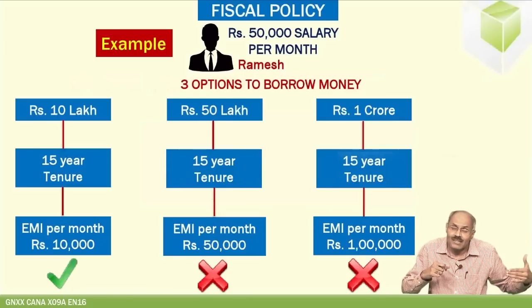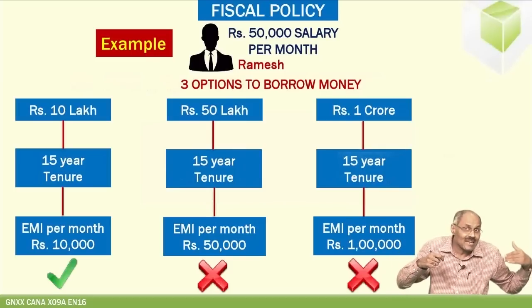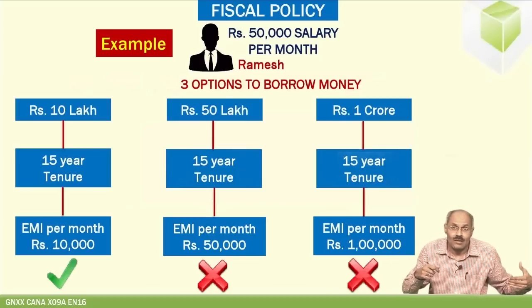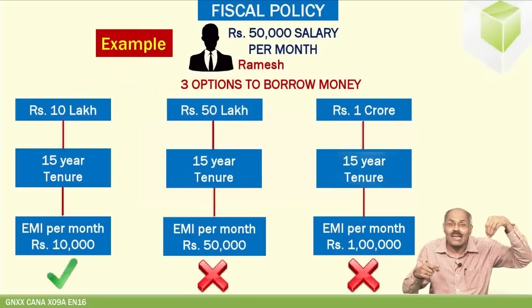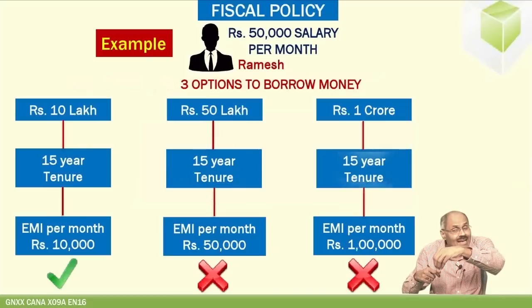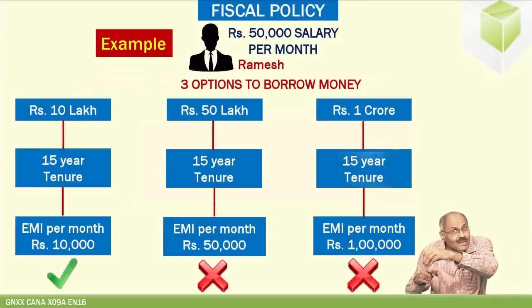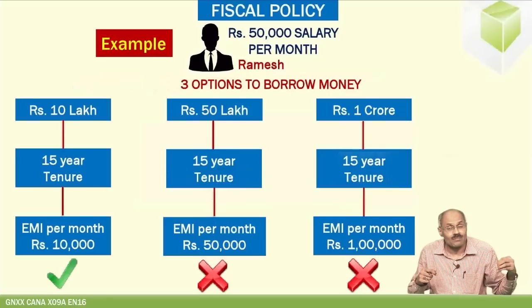And EMI, that is equated monthly installment, that means monthly repayment of both the principal and interest put together, will come to rupees 10,000 a month. If he borrows rupees 10 lakh, he has to pay rupees 10,000 a month. If he borrows 50 lakh, he has to pay back rupees 50,000 a month. And if he borrows 1 crore, then he has to pay back rupees 1 lakh per month.